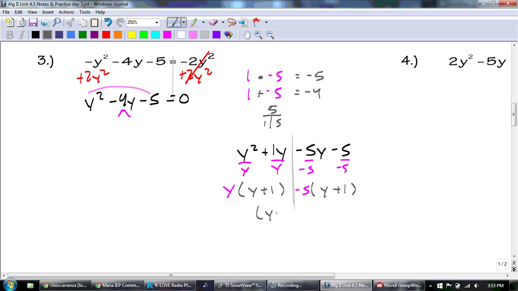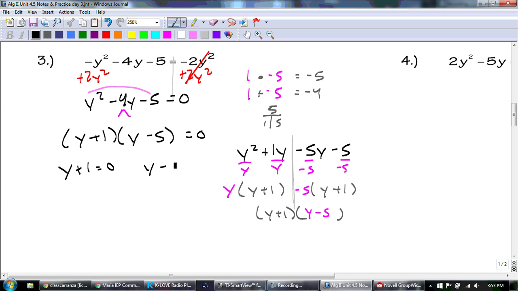And we get y plus 1 and y plus 1. So we did it right. We get y plus 1 and y minus 5, and then we set each one of those equal to 0. And when you solve them, you should get your two answers of negative 1 and positive 5.